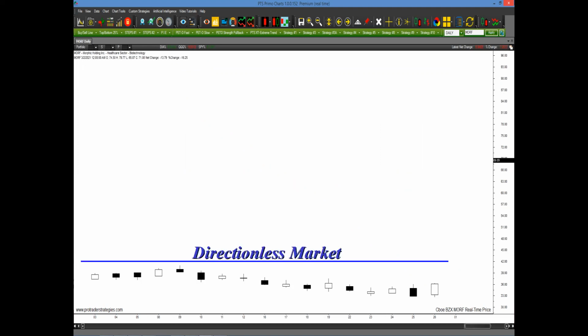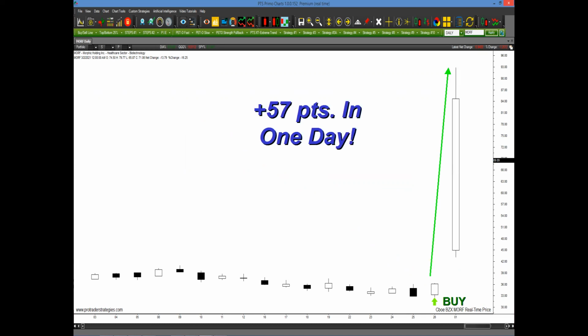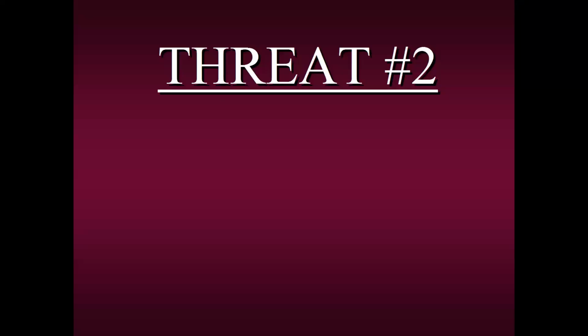Here's another example, in MORF, okay? Looks like a directionless market, right? You don't want to get involved in these markets because you never know how long they're going to go directionless, right? They may be going sideways for weeks, months, even years. Well, if you know how to identify a strategy 4 setup, you would have seen that right here, there was a buy signal generated. And in one day, the stock shot up 57 points, okay? Before the momentum kicked in. All right, that's threat number 1. Remember, threat number 1 is based on identifying momentum before it even takes place, before it even happens.